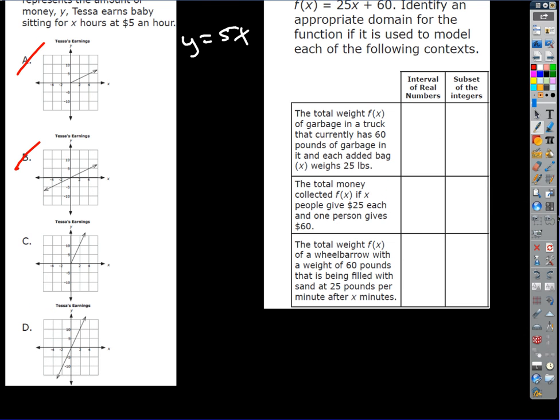If we look at these, and you can't see this because it's pretty small, but this goes by 2's on the horizontal axis, on the x-axis, and by 5's on the y-axis. So we want to go over 1 and up 5, or over 2 and up 10. Well, look, that one goes over 2 and up 10, and that one goes over 2 and up 10. But which one would make sense? C. C would. How come?